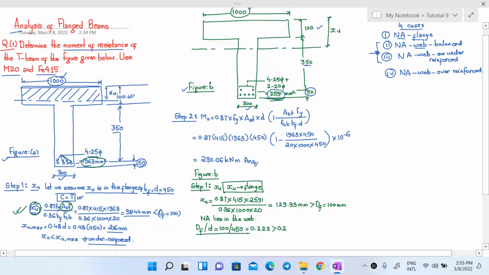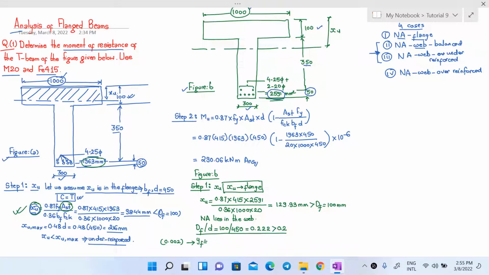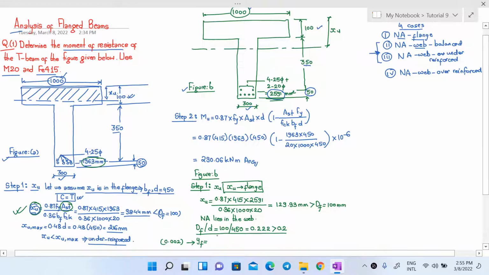Now since the value of Df by D is greater than 0.2, we have to find a thing called yf, which we discussed also. This yf represents that section of concrete where the strain is at a level of 0.002. And above this level of yf, all of the concrete will be under a constant stress of 0.45 fck. So let us find yf now.